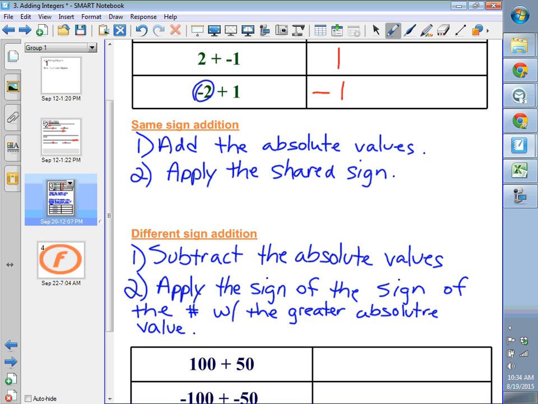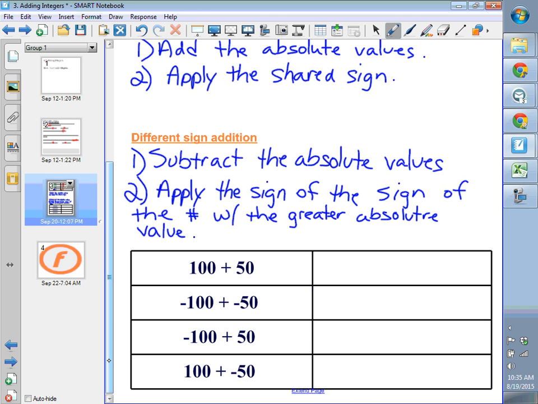So we're going to try this again. So we've got 100 plus 50. So we add those together, we get 150. Negative 100 plus negative 50. So we've got same sign, right? So we add them, we get 150, but then we got to apply the sign that we were given, which is a negative, right?